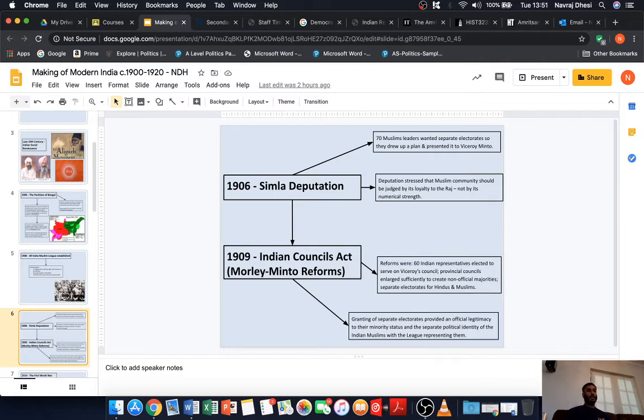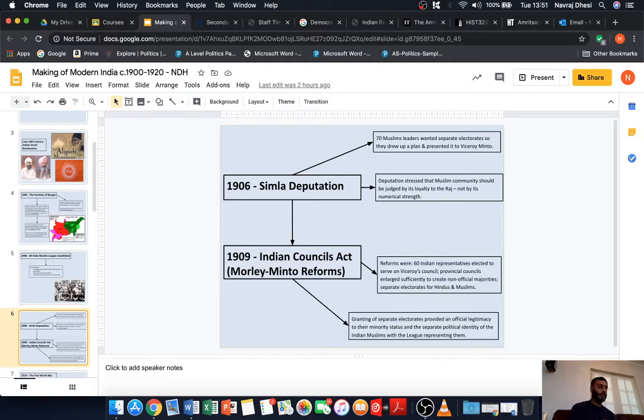The similar deputation actually occurs in October 1906, on the 1st of October 1906, before the establishment of the Muslim League in December 1906. So the similar deputation was essentially where 70 Muslim leaders went to Viceroy Minto, and they presented this deputation, this plan of separate electorates.